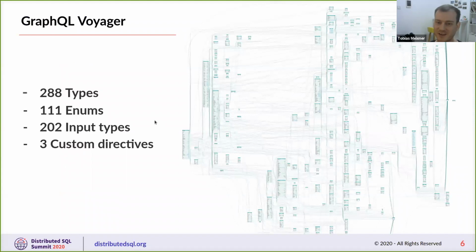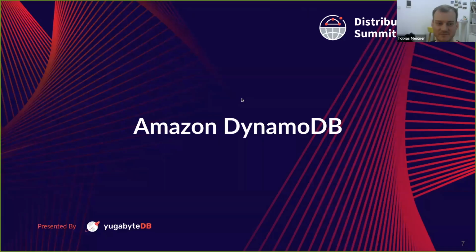And how does that look? If you're familiar with GraphQL, you may know GraphQL Voyager. GraphQL Voyager shows you the schema in GraphQL as a data model. And that's pretty much what BRIKL looks like today. We have 288 types, 111 enums. We have also a number of input types that we use for our mutations. And we have 3 custom directives, which I explain in the next slide.